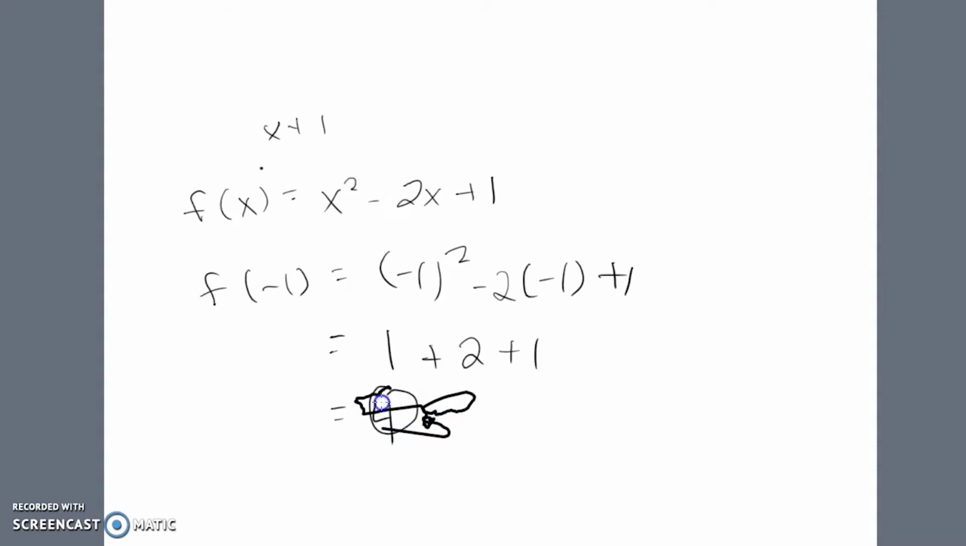Since the remainder is not 0, x plus 1 is not a factor of the given polynomial expression.